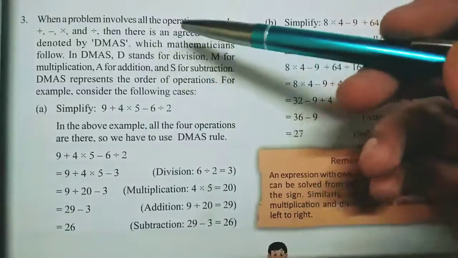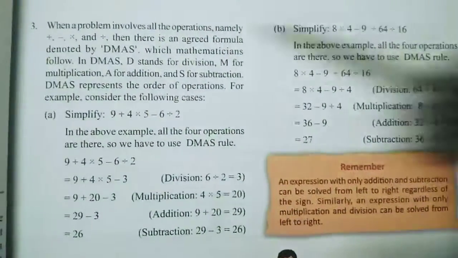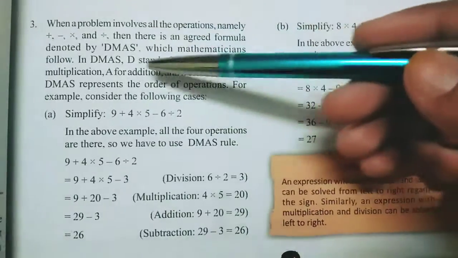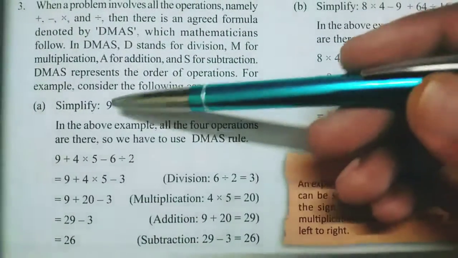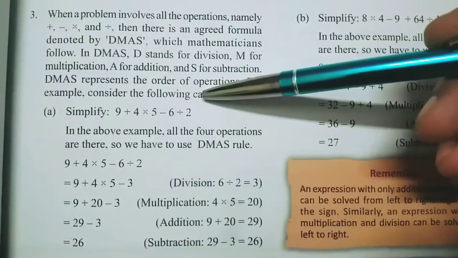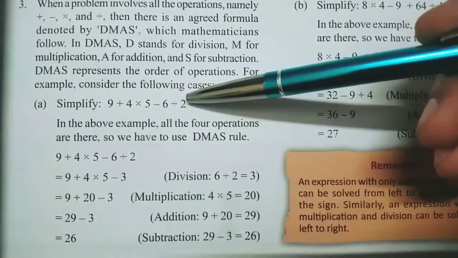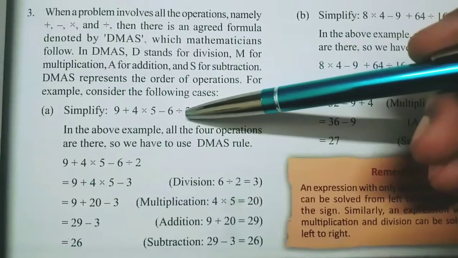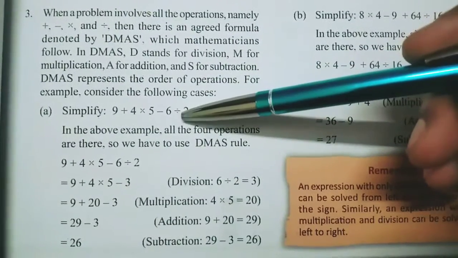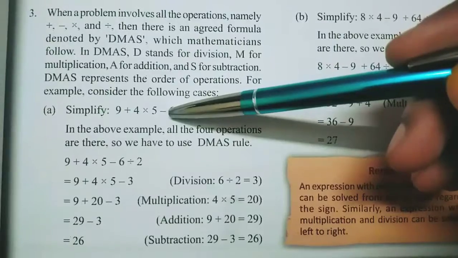And the last rule, number 3, is given what? If there is plus, minus, into and divide, all 4 are there, what will you do? Which operation will you perform first? If there are 4 operations given, you will perform the division first of all, because division has more power. Always remember, division has more power. After that, multiplication, then addition, and at last subtraction.